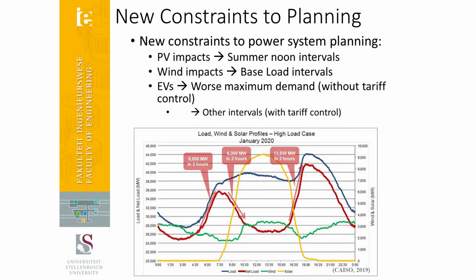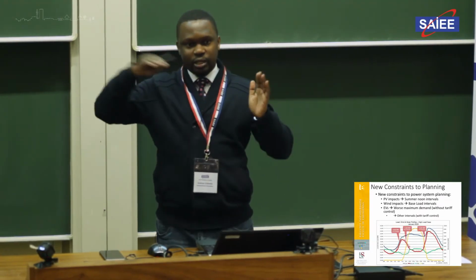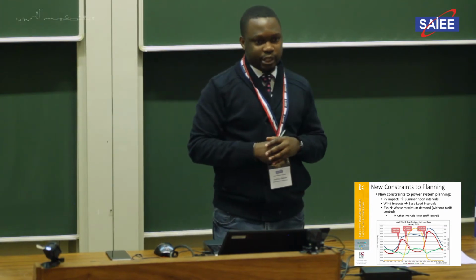So it may no longer be the maximum interval of demand on a winter evening. Now the noon interval is also a constraint, because if we have a lot of PV, the load is low, then you're going to have voltage rise and things like that. And also for EVs, if they charge without tariff control, they might exacerbate the maximum demand, because they might charge when they get home. And the mobility curve is very similar to the load curve for residential customers.